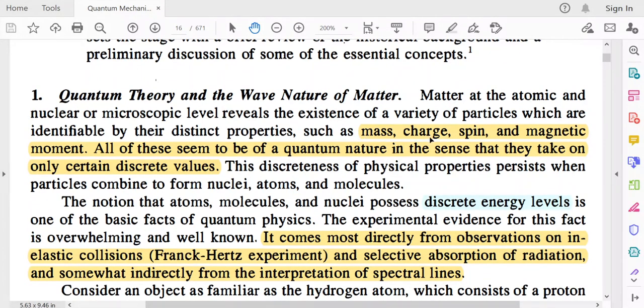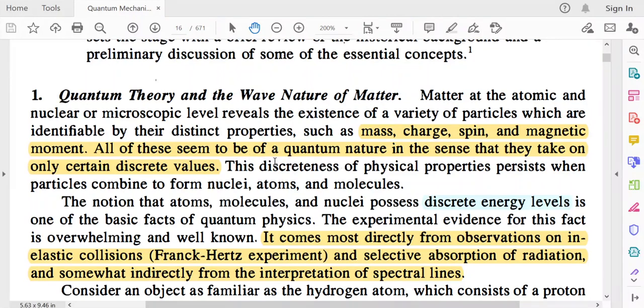Mass, charge, spin and magnetic moment. These particular variables are distinct properties of matter. These are the variables used to describe distinct properties of matter. And the point is that all of these variables seem to be of a quantum nature.